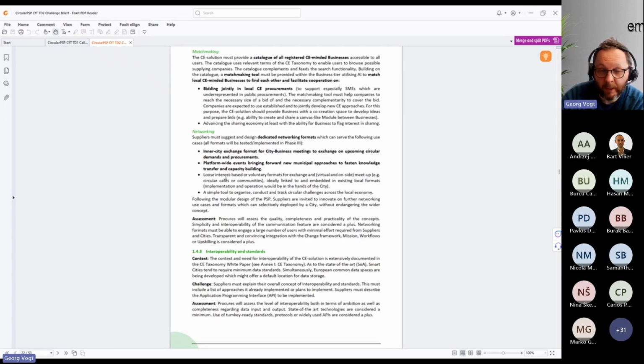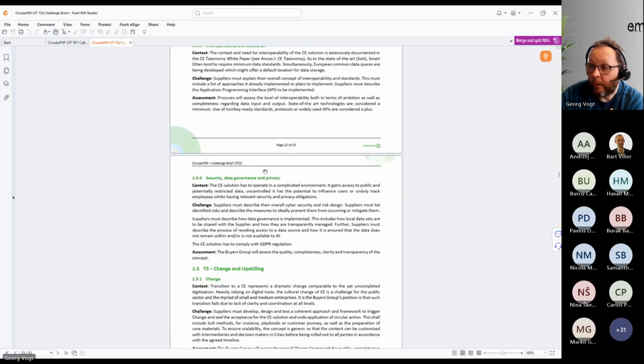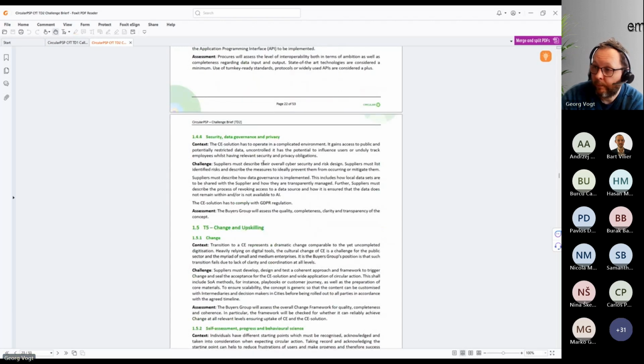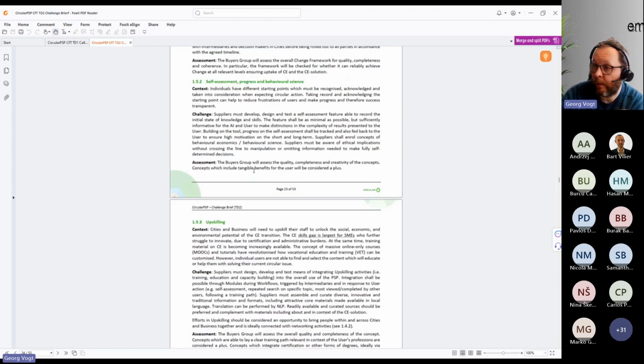Networking is this active building in circular thinking. That when the city changes its operation, the city can interact with the businesses on how to do it. The other things are kind of self-explanatory. You need to be interoperable. You need to be secure. And then change. A change strategy, and then the tools by which it is being done.